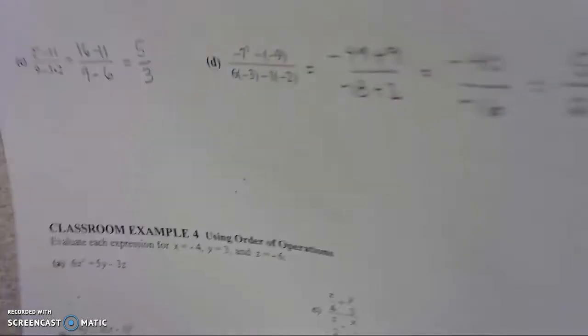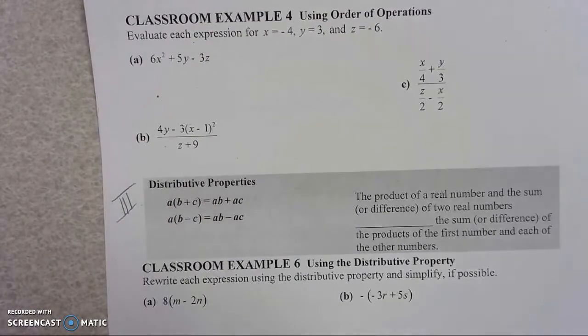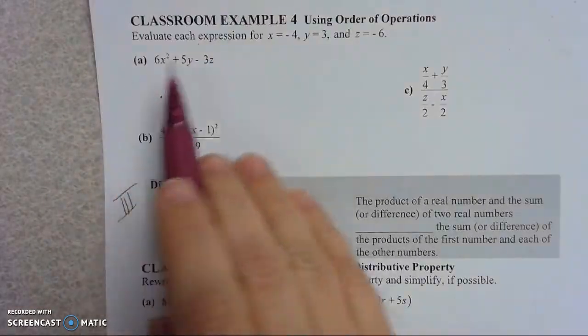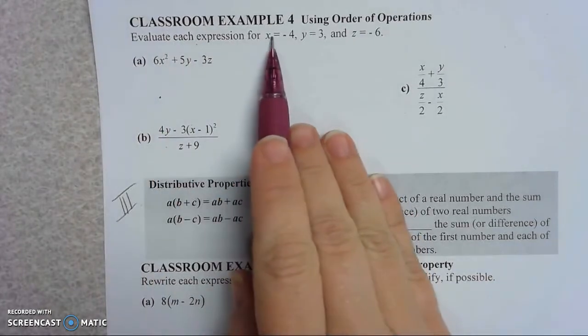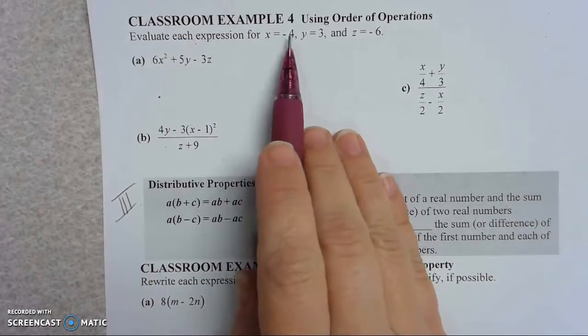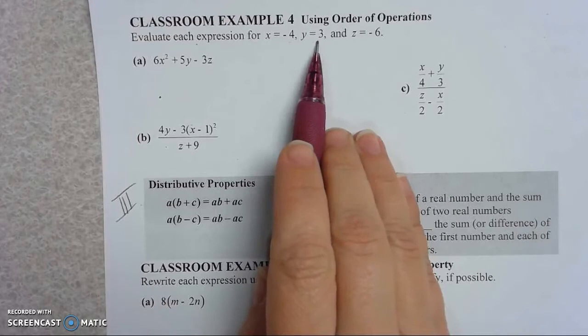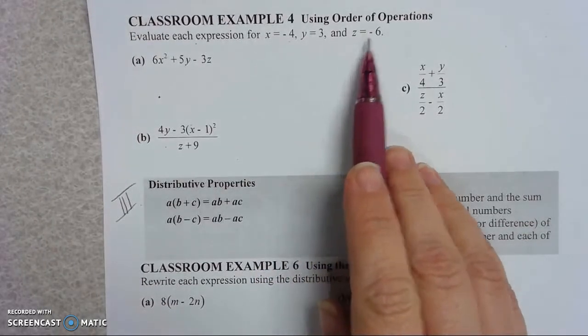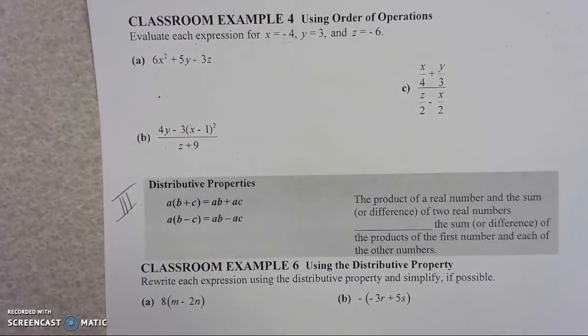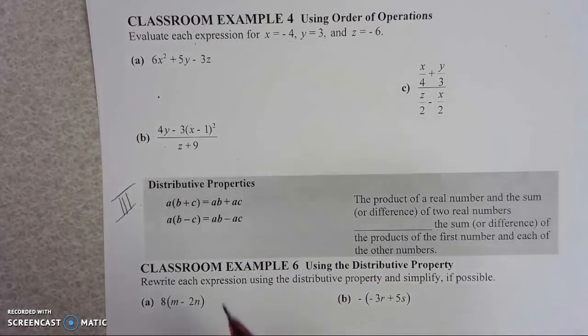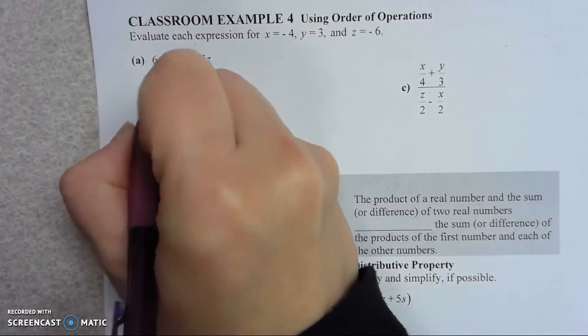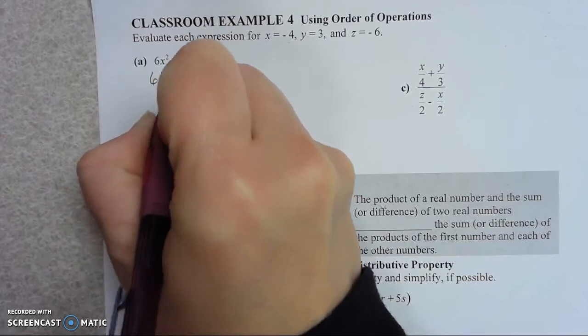Alright, now what we're going to do is evaluate some expressions using order of operations. So what we're going to do is take, and everywhere there's an x, we're going to put negative 4. Everywhere there's a y, we're going to put 3. And everywhere there's a z, we're going to put negative 6. And let's just try this for a few of these. So we'll have 6 times negative 4 squared.